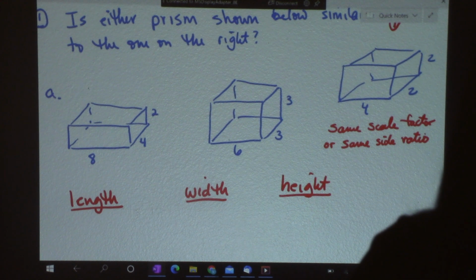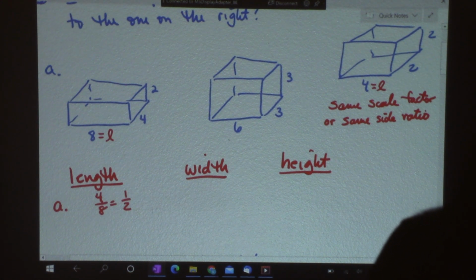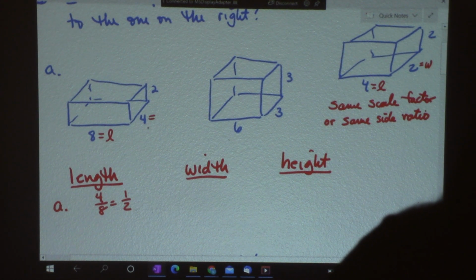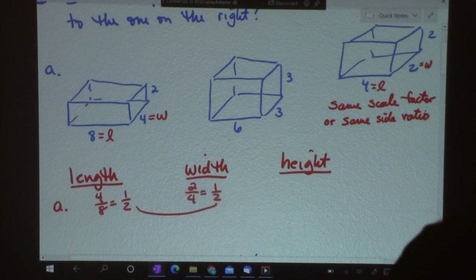All right, so I'm going to look here. I'm going to start with this figure on the right, and I see here that this is the length, and that is 4. And I'm going to compare it to the length of this one here, and that is 8. And that reduces to 1/2. So that ratio for the length is 1/2. Let's see if we have 1/2 for the width. Well, right here, this 2 is the width, and over here, this 4 is the width. So I'm going to have 2 over 4, and that reduces to 1/2. So far, these are the same.